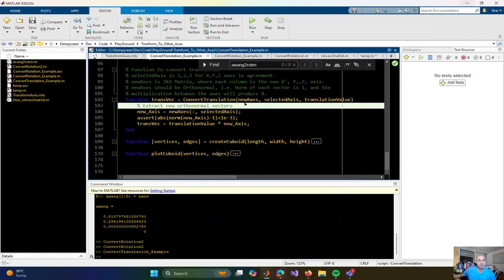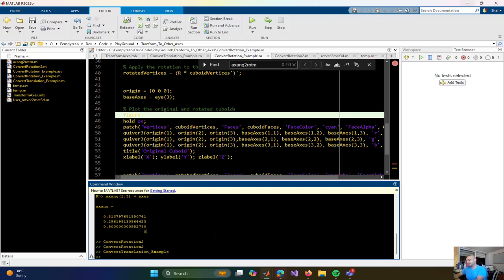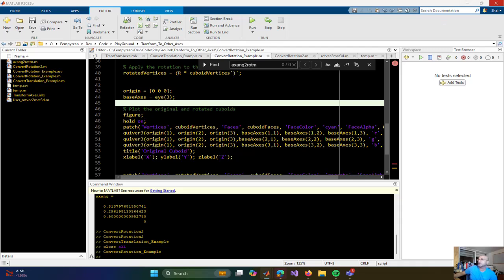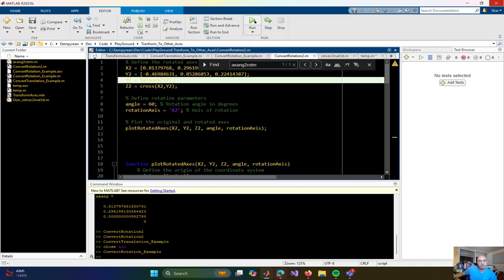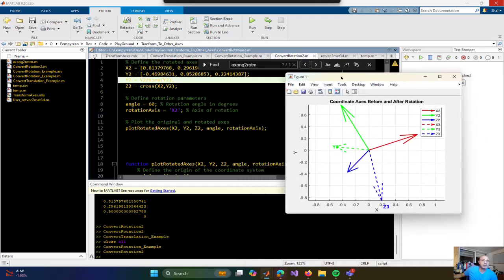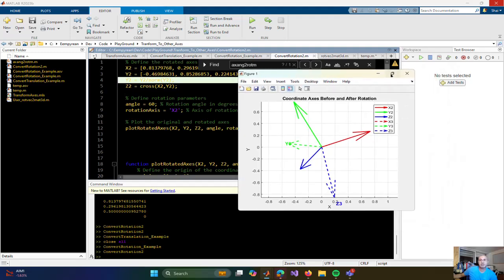Let's look at the rotation. Now rotation, it is a bit more complicated. So for that we will use the Rodrigues formula. It's the convert rotation function. So here we are rotating 60 degrees about the x2 axis.